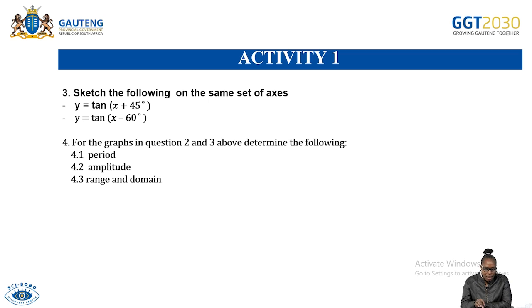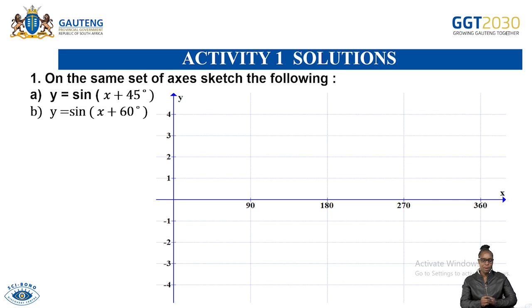Okay? You will also be required to plot the tan graph with a shift of 45 from the parent and a shift of 60. I say 45 to the left and 60 to the right, okay? And after that, you must give me the period, the amplitude, the range, and the domain. Let's see. It may look difficult, but actually it's not.